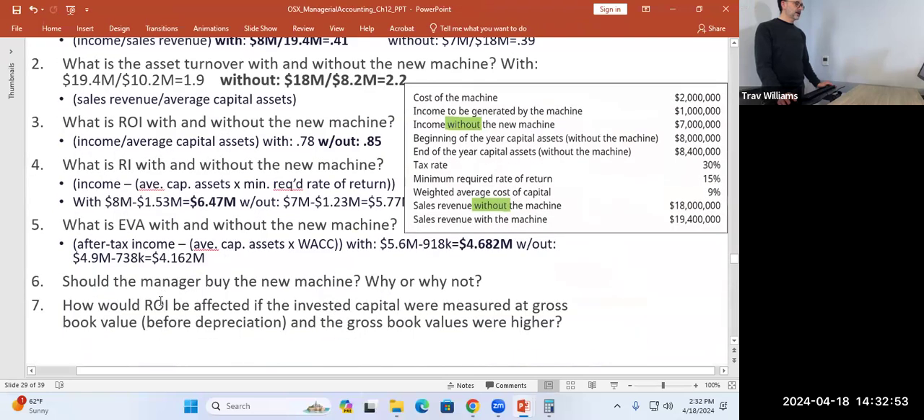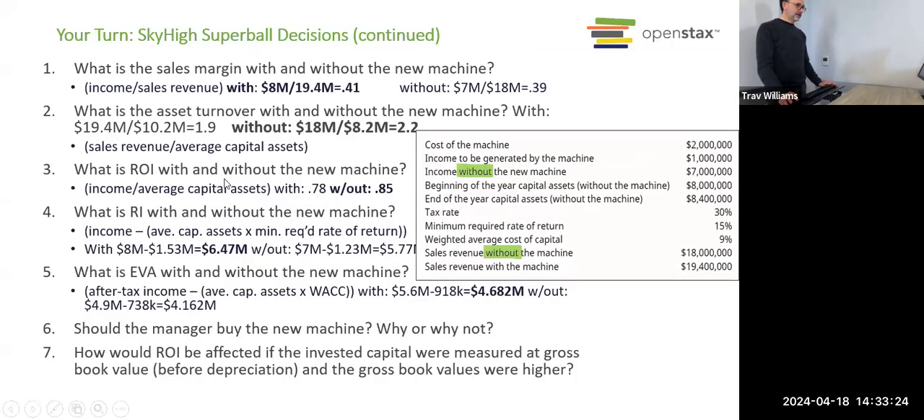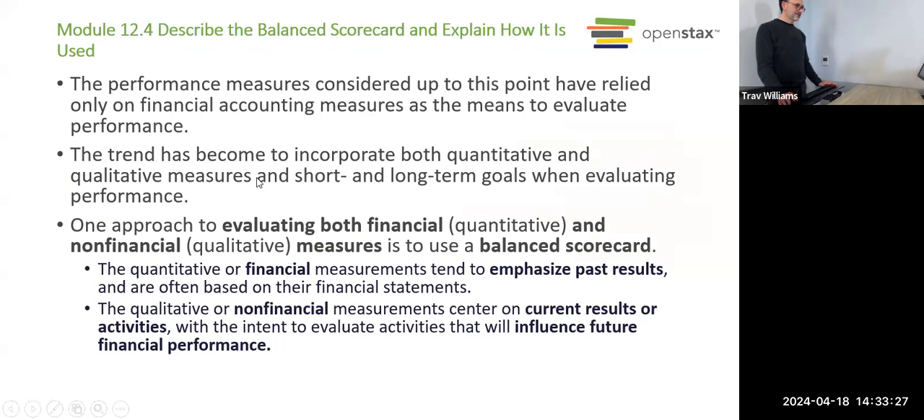Last question here. How would ROI be affected if the invested capital were measured at gross book value before depreciation? So in other words, if our asset values are higher, what then happens to ROI? It goes down, right? Remember how depreciation, which lowers your asset value, increases your ROI? So higher assets decrease ROI. Okay, so that was quite a chore. I say let's move on.